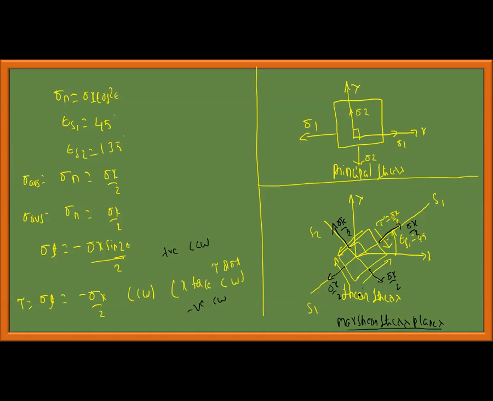Hope you understood. So what I did, I found the planes on which the principal stress acts. I found which are the principal planes and the magnitude of principal stress, and I found the shear stress planes and the magnitude of shear stress. Maximum shear stress is also accompanied with average normal stress, which in this case is sigma x by 2. Okay, hope you understood this, right?